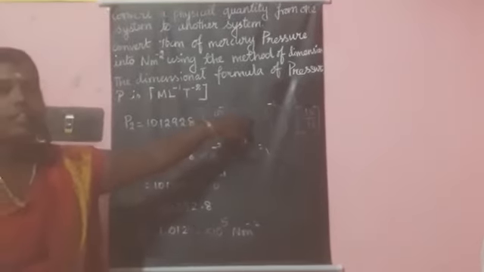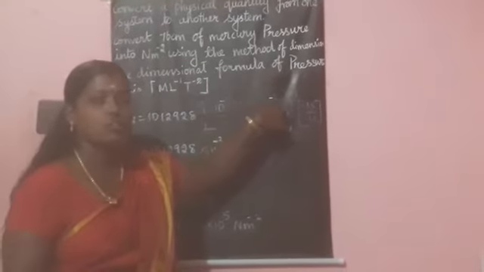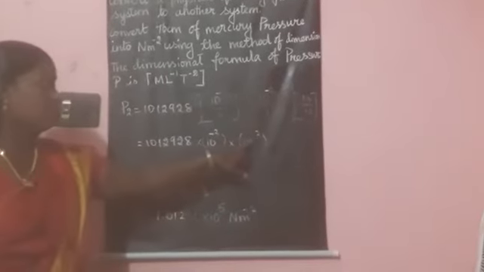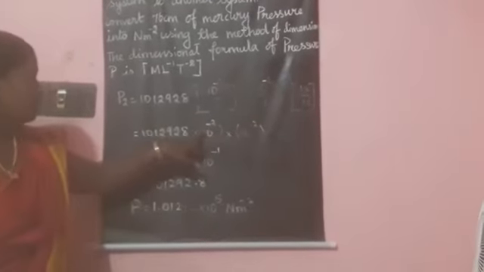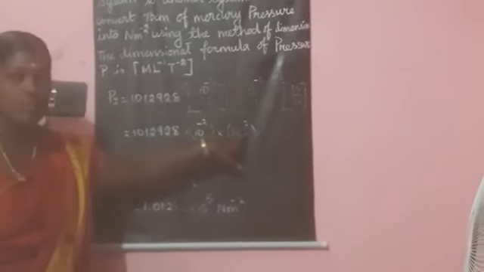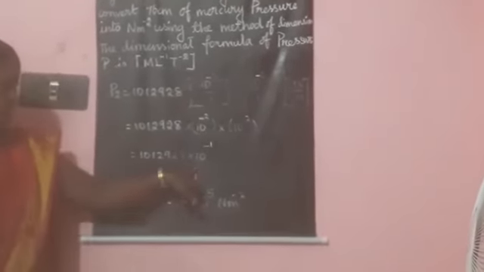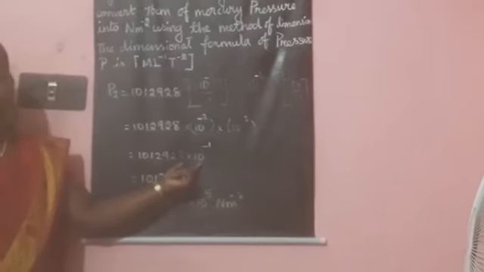P2 is equal to 101 2928 into 10 power minus 3 the whole power 1. Here 10 power minus 2 the whole power minus 1. So minus 2 minus 1 plus 2. Okay. So here 10 raised to minus 3 plus 2, so minus 3 plus 2, so minus 1 will come. So note it here: same value into 10 raised to minus 1.